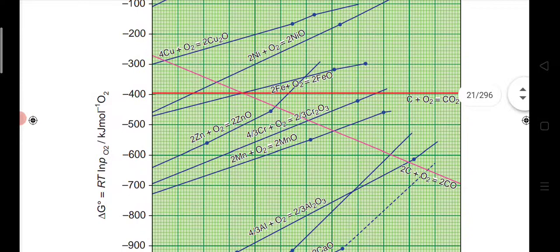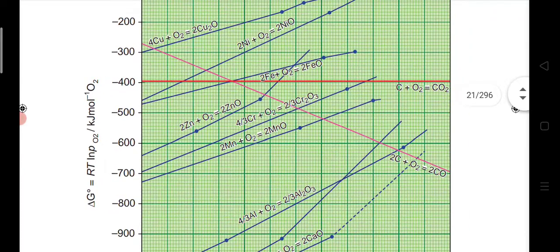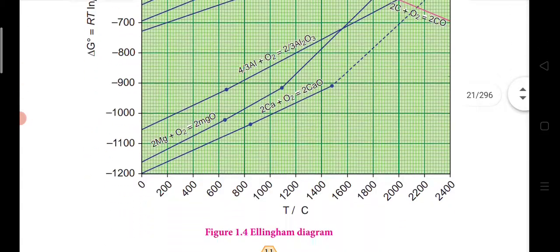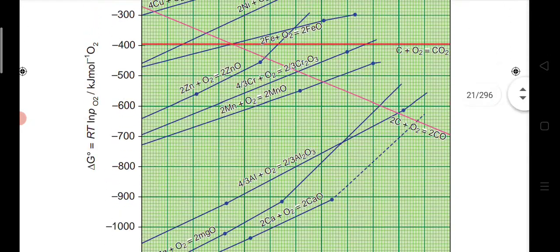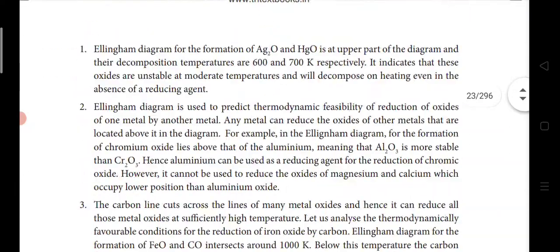Iron oxide, can you see here? Can you see it here? Iron oxide is just above that red color line, and carbon monoxide is also intersecting at the red color line at 1000 Kelvin. They both are getting intersected.